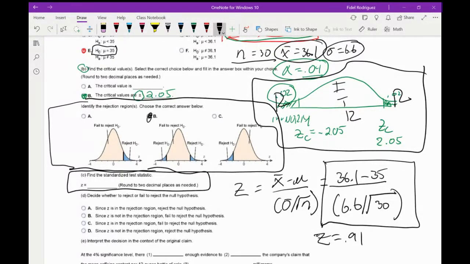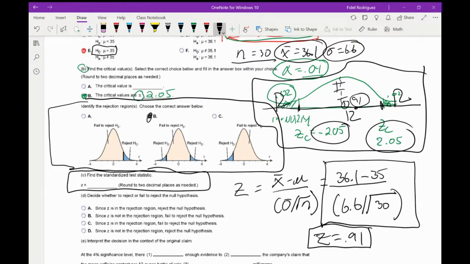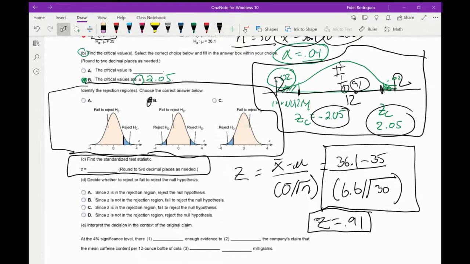So now I need to figure out, where does this number fall on this number line? Remember, this number here is a negative 2.05, and this number here is a positive 2.05. If right in the middle is 0, 0.91 would fall right about there, right? So now my question to you, here's my 0.91. What region did we fall in? Fail to reject.